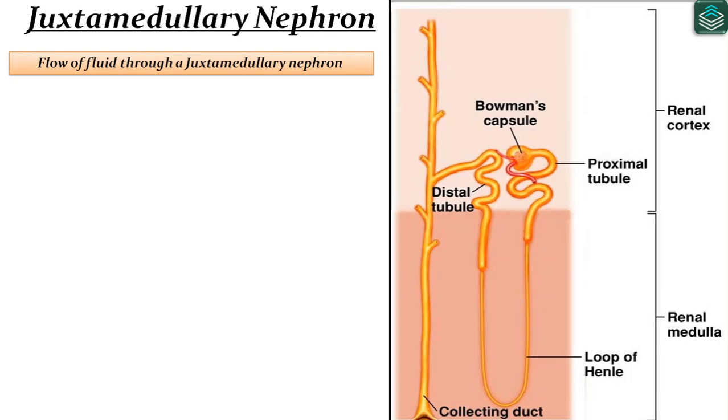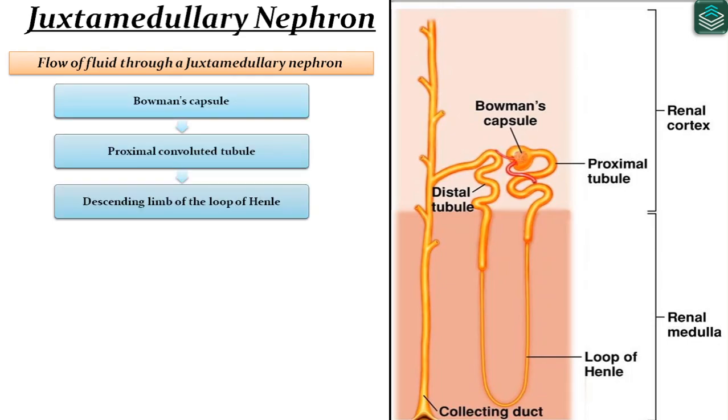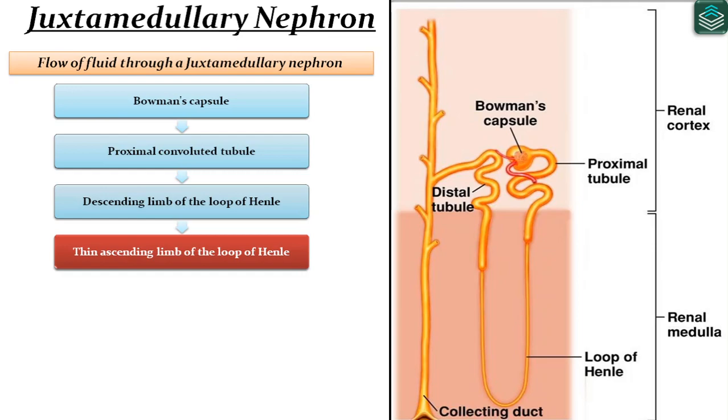So the flow of fluid through a juxtamedullary nephron is similar to that of a cortical nephron except at two points. So we have to understand what that is. Fluid is received in Bowman's capsule, passed to the proximal convoluted tubule, passed to the descending limb of the loop of Henle, then the thin ascending limb of the loop of Henle will receive the fluid, which is passed to the thick ascending limb of the loop of Henle, then to the distal convoluted tubule, and finally to the collecting duct.